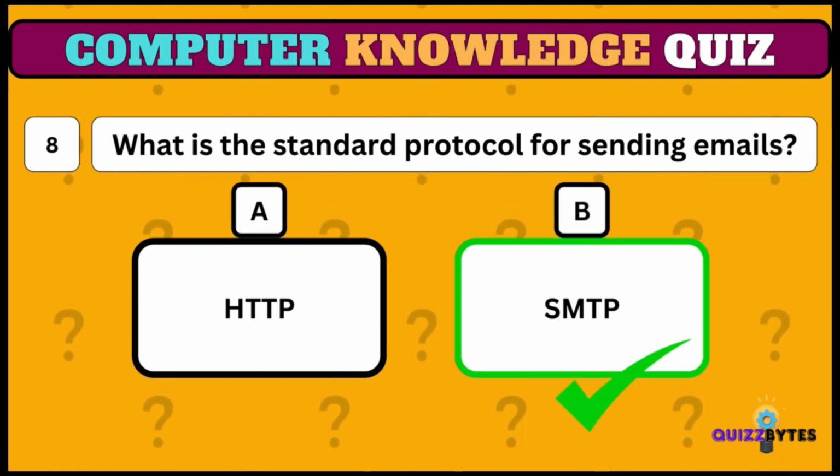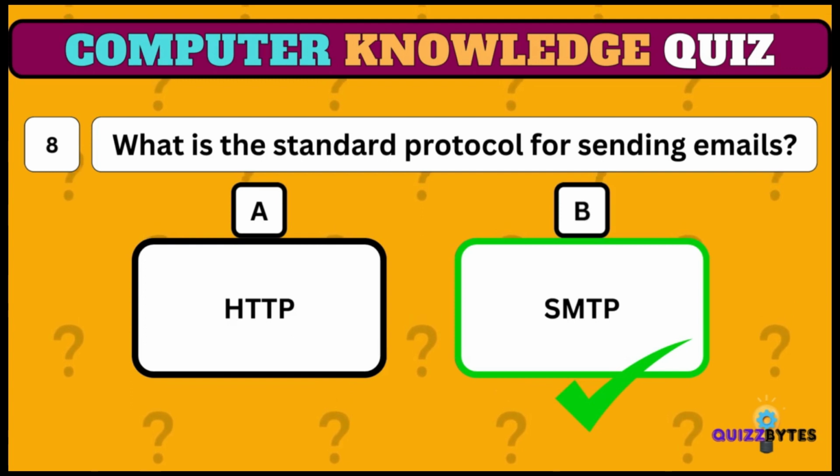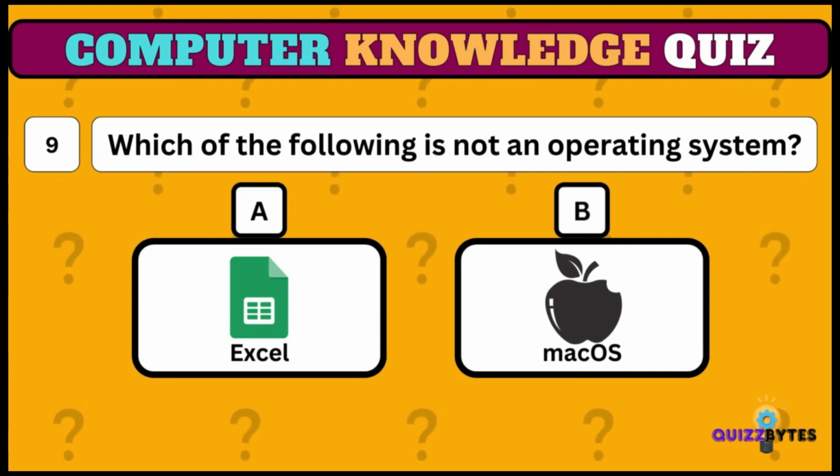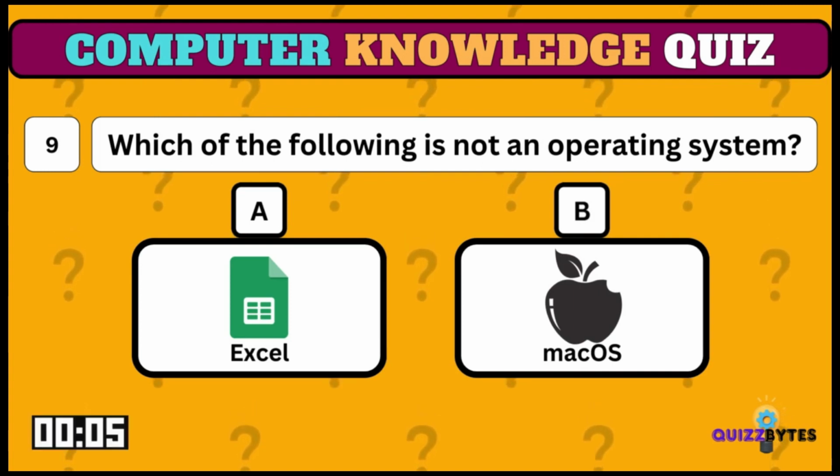Correct. SMTP, or Simple Mail Transfer Protocol, is the standard protocol for sending emails over the internet. Now, on to question 9. Which of the following is not an operating system? A. Excel, or B. Mac OS?